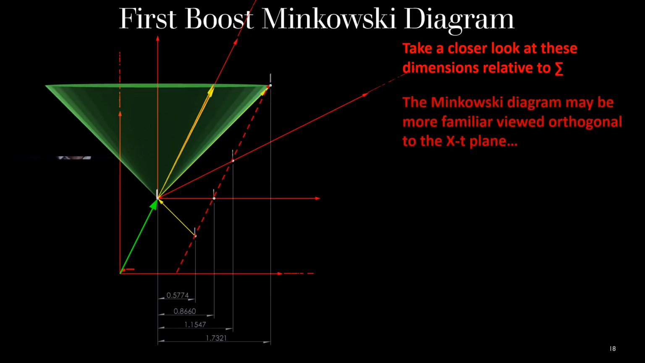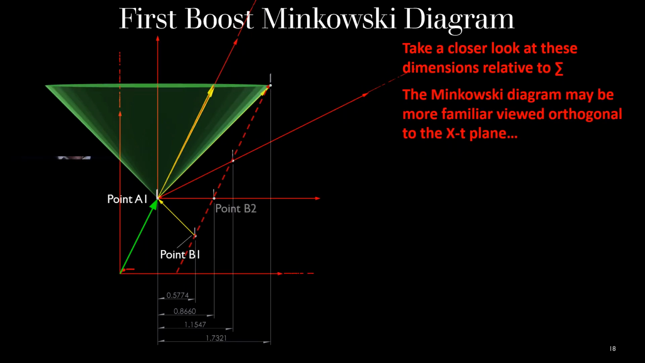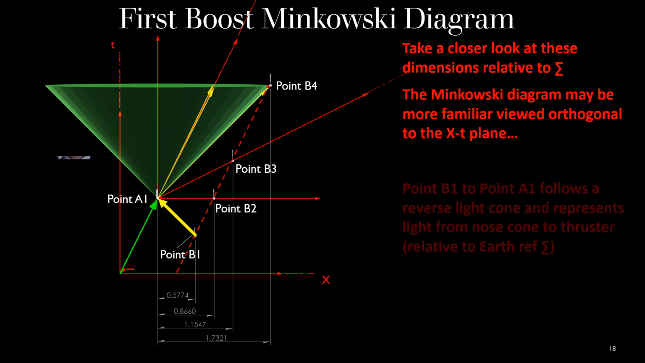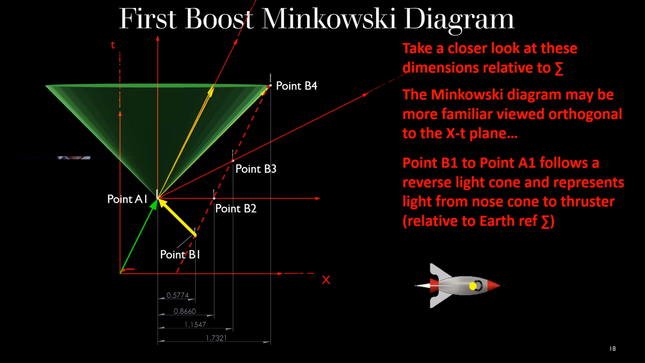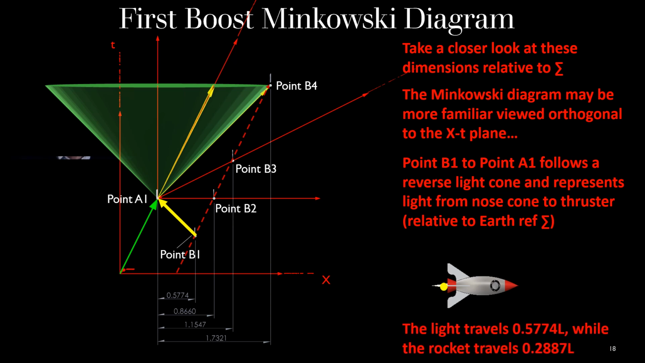The Minkowski diagram may look more familiar as the profile view of the xt plane. Point B1 to A1 follows a reversed light cone from the nose cone of the rocket to the thruster. Light travels a distance of 0.5774 times the factor L, while the rocket travels half that distance in the same time.